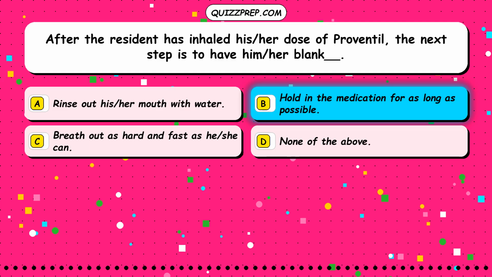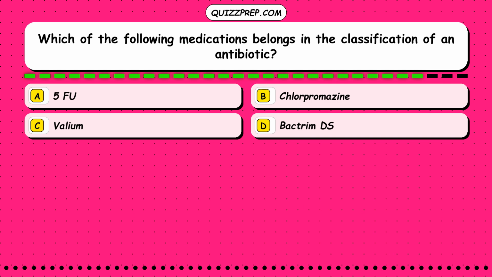The correct answer is option B. Hold in the medication for as long as possible. Question 248. Which of the following medications belongs in the classification of an antibiotic? Option A. 5-FU. Option B. Chlorpromazine. Option C. Valium. Option D. Bactrim DS.